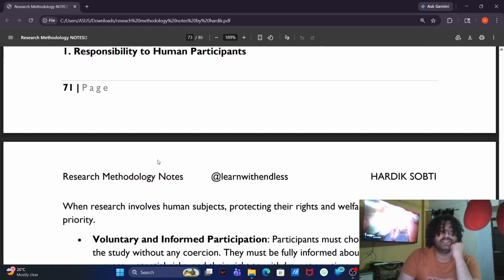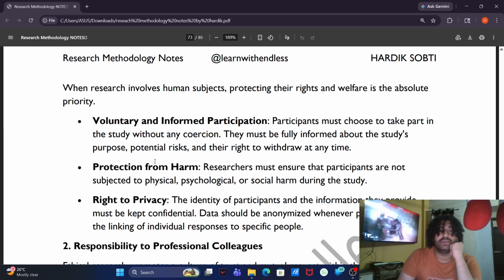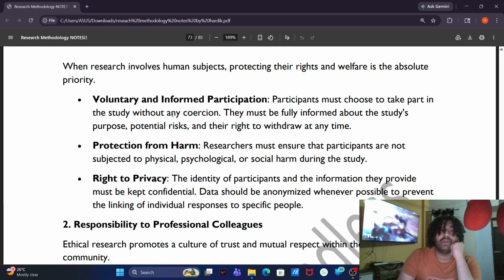Responsible to human participants. When research involves human subjects, protecting their rights and welfare is the absolute priority. These include voluntary and informed participation, protection from harm, and right to privacy. Let's discuss them in detail. Voluntary and informed participation.